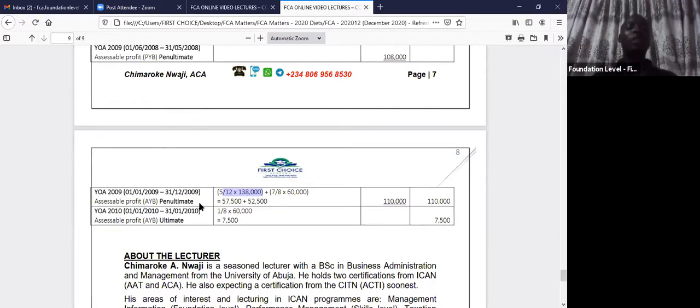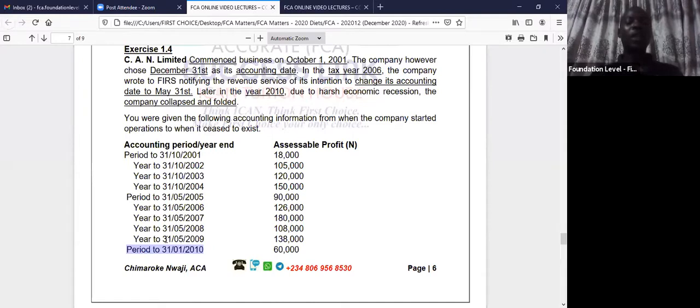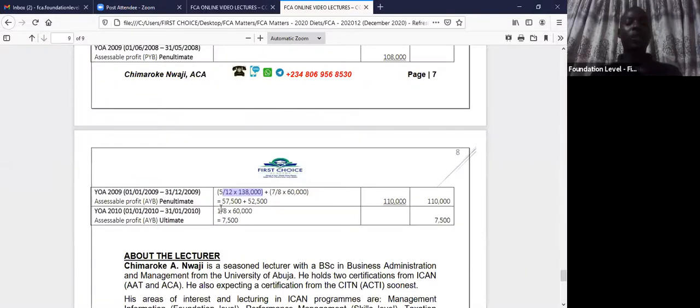Now your ultimate year is going to be on actual year basis. So January 1, 2010, to the date the business ended, 31st January 2010. So you look at it, you're going to find January 1, 2010 here, down to 31st January 2010. 1 month, but this is an 8 month figure. We are going to take 1 out of 8. 1 over 8 of 60,000. That gives 7,000. You put it straight down here.